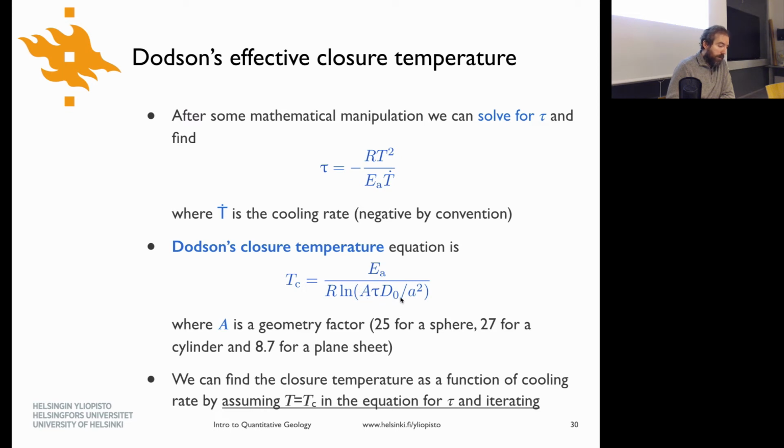There's a geometry factor here, diffusion domain, and whatever else. And then tau is in here as well. I mention this only because we have tau in this equation for calculating closure temperature. The equation up here for tau has the closure temperature in it.